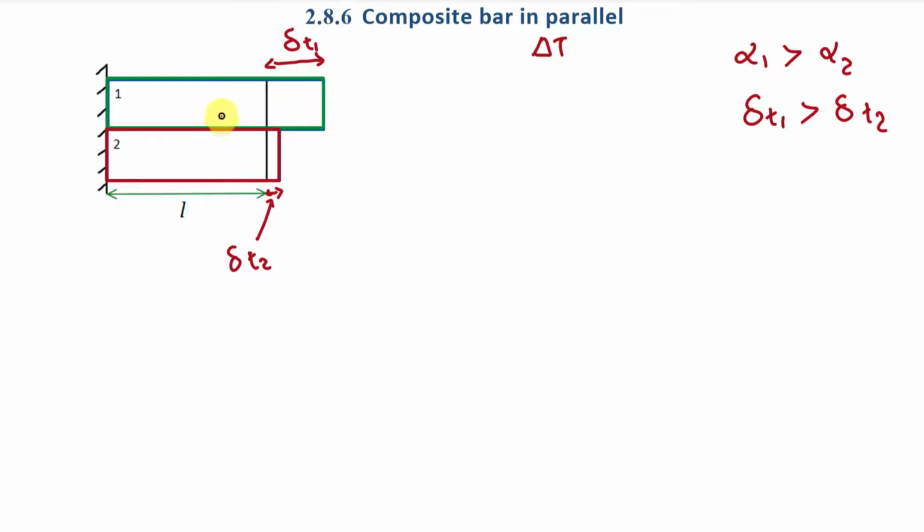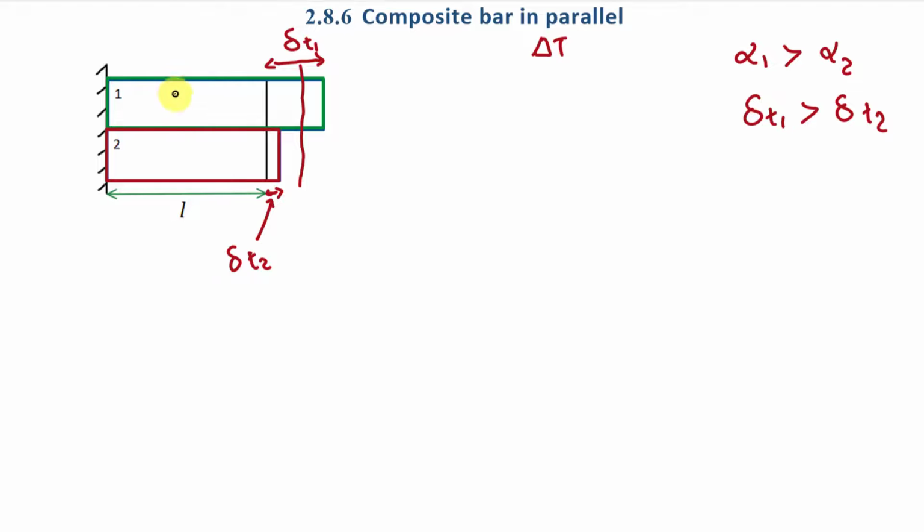But what would happen if these both bodies are composite bars? Means these both bodies are connected to each other. If these both bodies are connected to each other, then the deformation in both the bodies will be the same. Means the displacement of this end of both the bodies will be the same, and that deformation will be in between these two values, delta T1 and delta T2. Fine. So let us assume that the deformation in both the bodies is up to this surface.